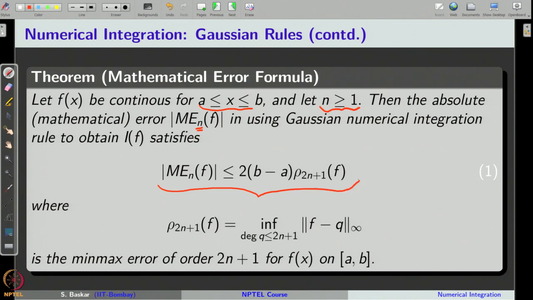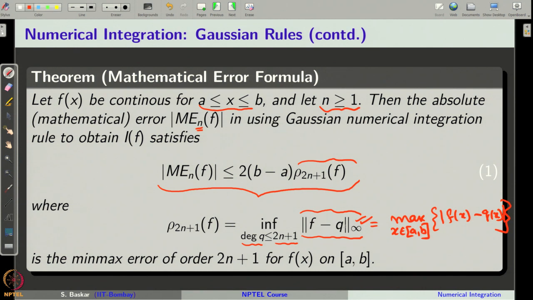and you can estimate the mathematical error by this inequality. Okay, where this rho is nothing but the infimum over all polynomials q of degree less than or equal to 2n plus 1 of the infinite norm of f minus q. Remember, you should go back to our previous classes and see what this infinite norm means. It is nothing but the maximum over x belonging to the interval a to b of mod f of x minus q of x, right? That is what is meant by this notation, and we call it the maximum norm or infinite norm.